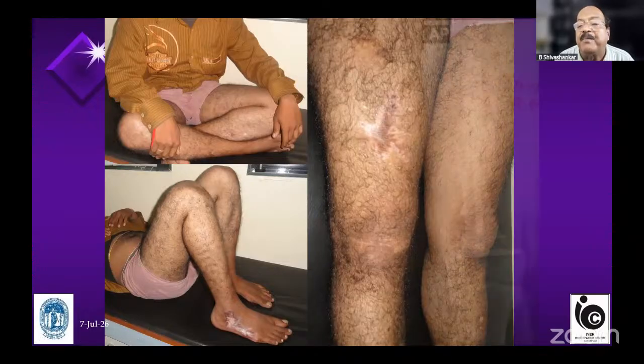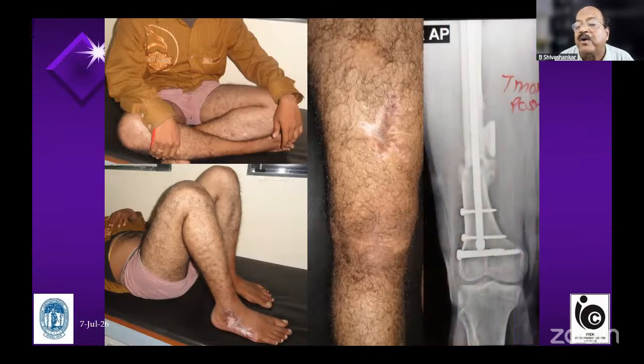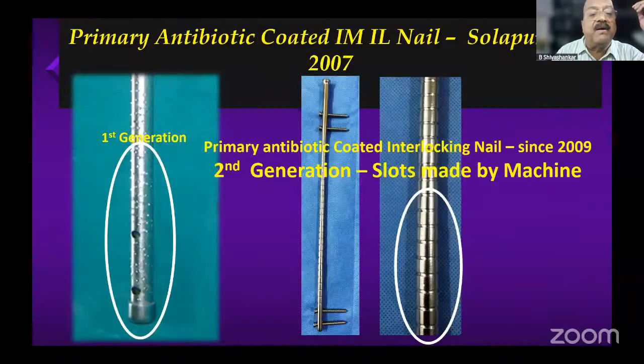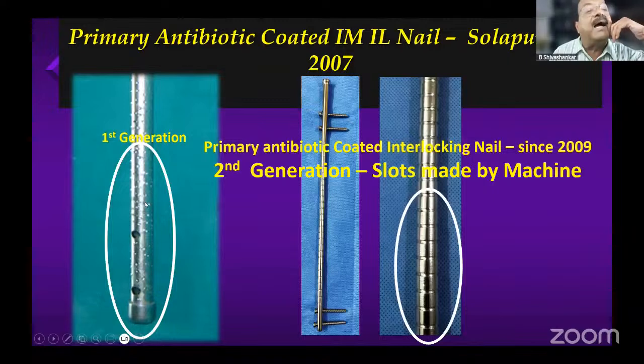This is the 2 months follow-up, and this is at around 7 months follow-up. Unfortunately, I lost subsequent pictures due to a virus. So this is the last picture I have got. This is the first generation primary antibiotic coated interlocking nailing, where the serrations were done by hand. Then machines did these horizontal serrations all around.